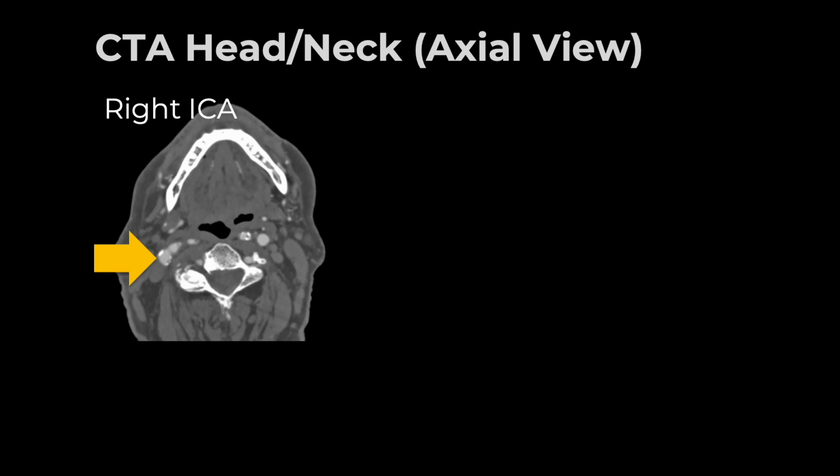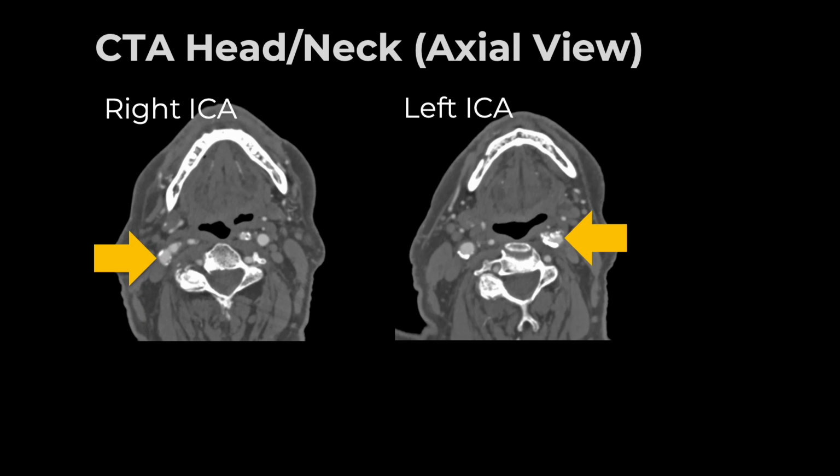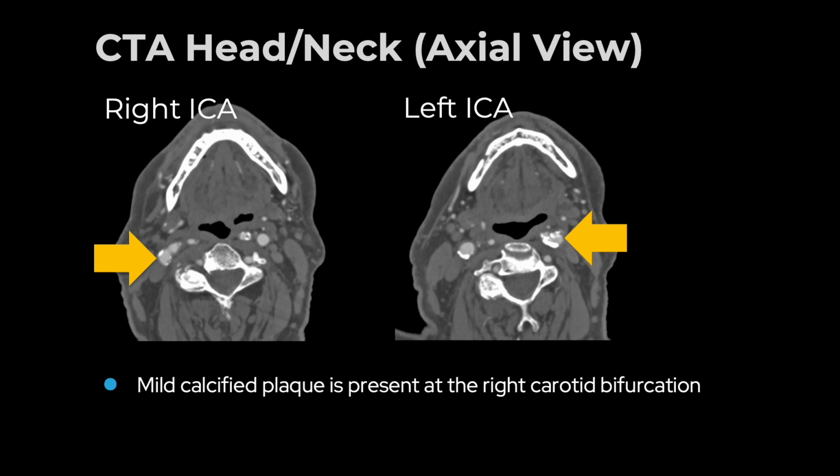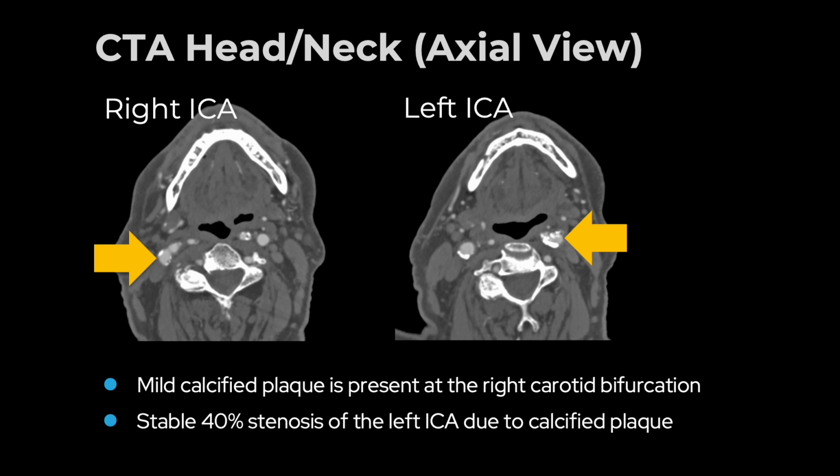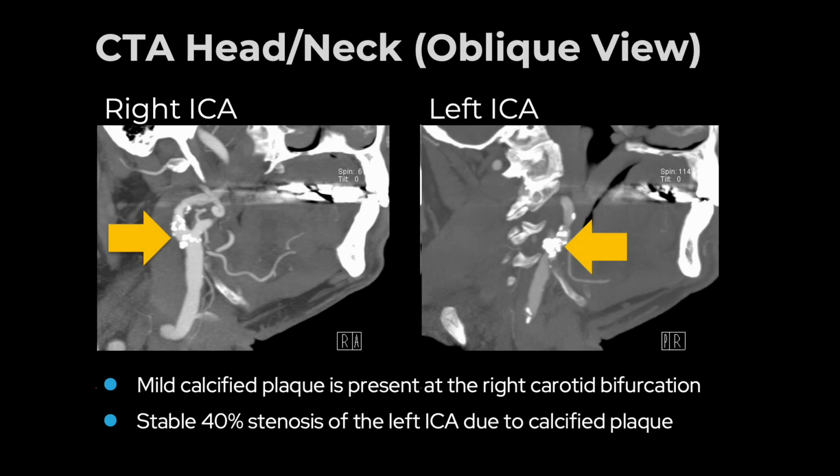So let's review his vessel imaging. Here is his CTA head and neck axial view, the right ICA, the left ICA, and as indicated by the arrows, there's mild calcified plaque in the right carotid bifurcation, as well as 40% stenosis in the left ICA. And here's an oblique view of his carotid bifurcations, the right and the left sides, to give you an idea of his plaque burden.